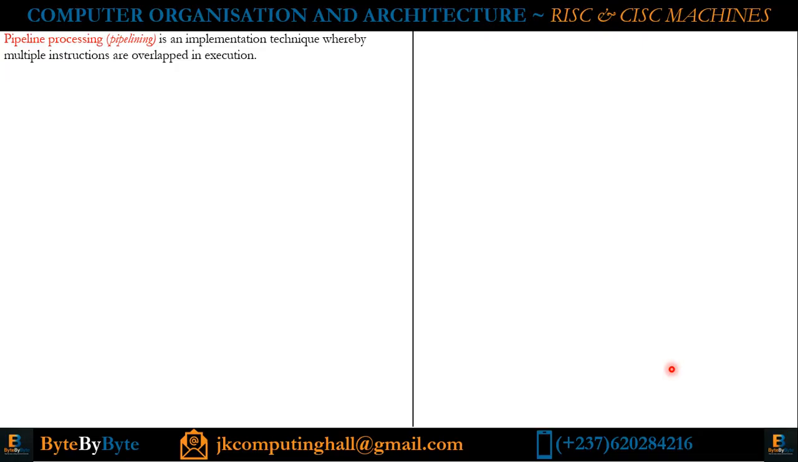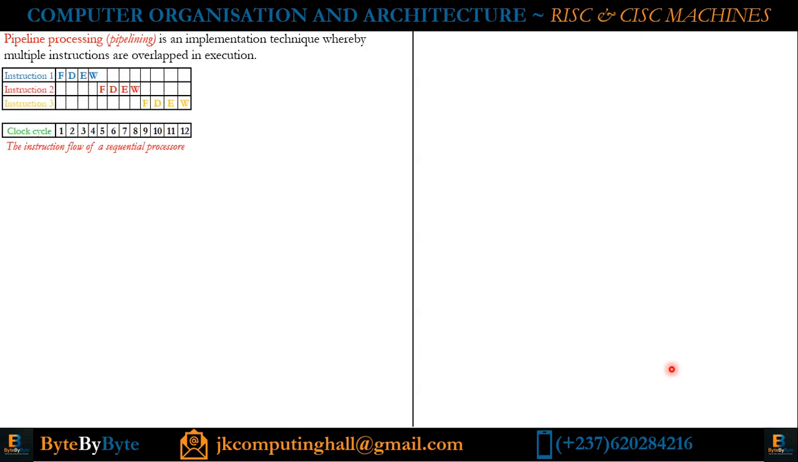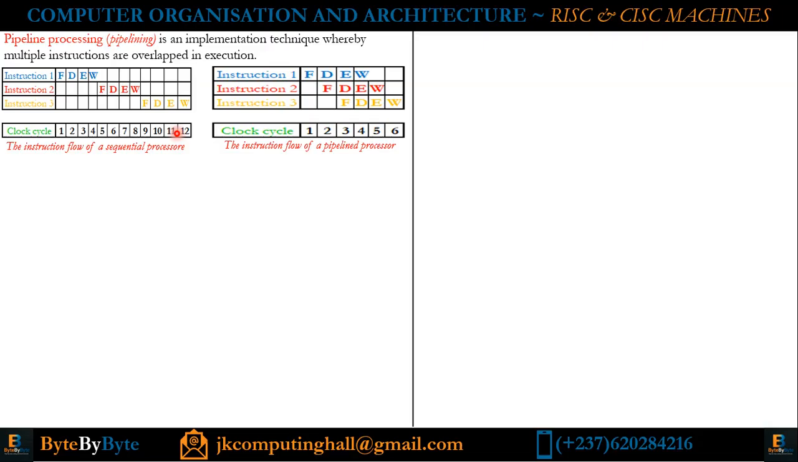Pipeline processing, commonly known as pipelining, is an implementation technique whereby multiple instructions are overlapped in execution. Now, this is the instruction flow in a sequential processor, as you can see, what we just saw: 3 instructions consuming 12 clock cycles. If we decide to overlap, this is what we are going to have. So this is the instruction flow in a pipeline processor. At the first clock cycle, I am fetching instruction 1. At the second clock cycle, I am fetching instruction 2 while I am decoding instruction 1.